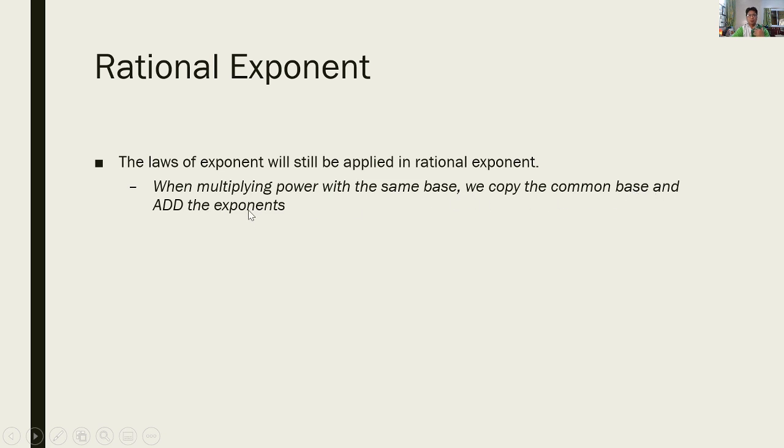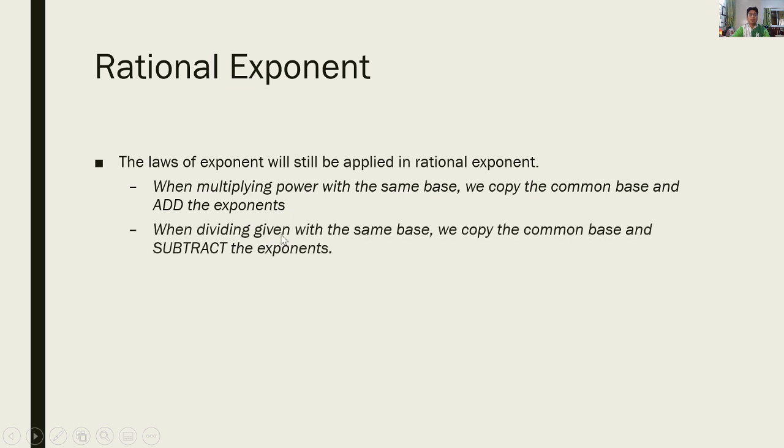Now, I would want to clarify something about power. Power doesn't equate actually to exponent. When we try to talk about power, kasama po yung base. Yung totality niya, base and exponent, that is what we call power. Okay? I stand corrected with that one also. So, when multiplying power with the same base, we copy the common base and add the exponents.